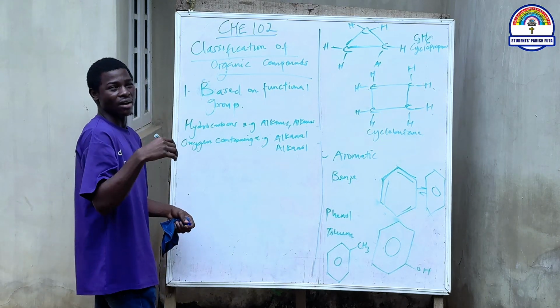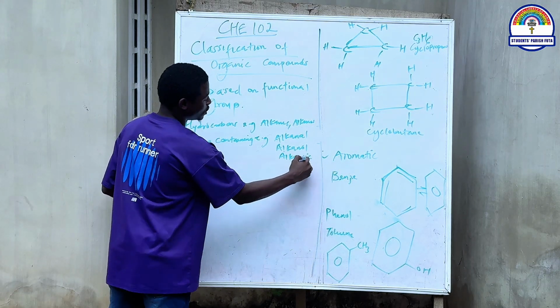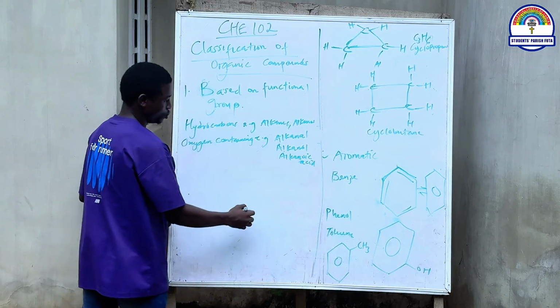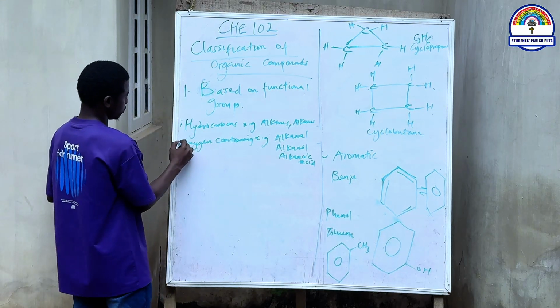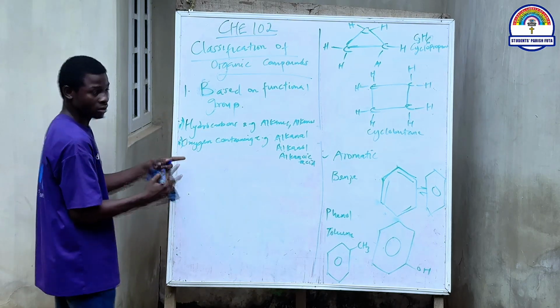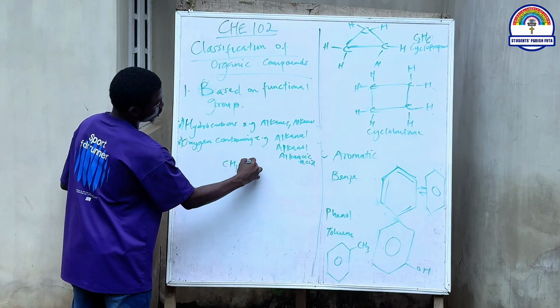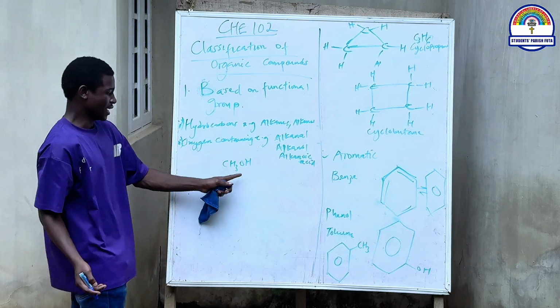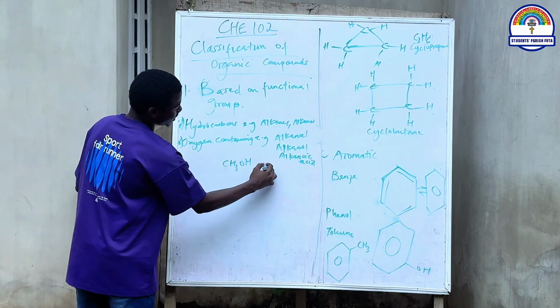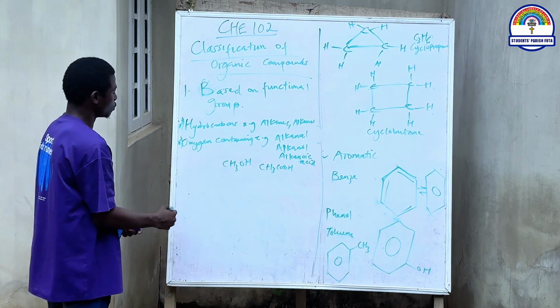You have the likes of alkanoic acid. These ones have oxygen in them. So you'll be seeing things like, these are just Roman figures in case you're not clearly seeing. Alkanol, you have CH3OH, like methanol. You can see it has oxygen in it. Alkanoic acid, ethanoic acid, it has O in it. So those are the oxygen containing.